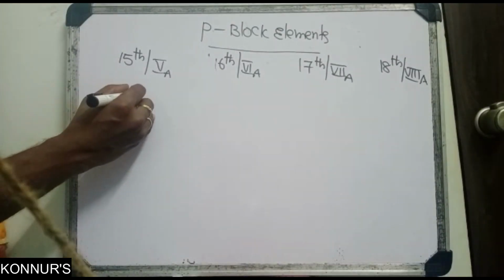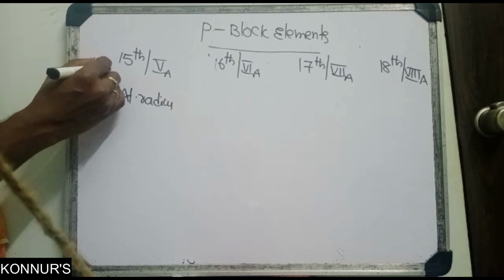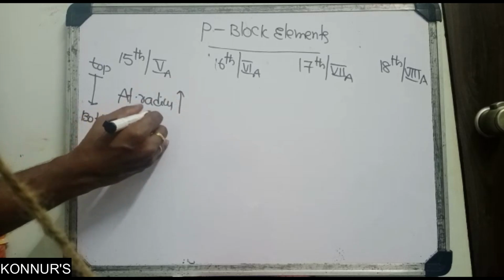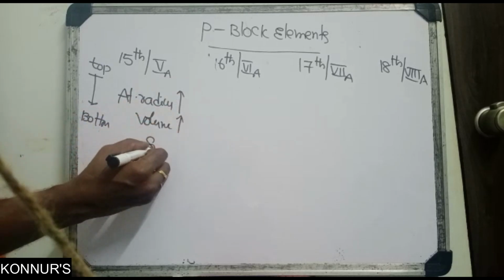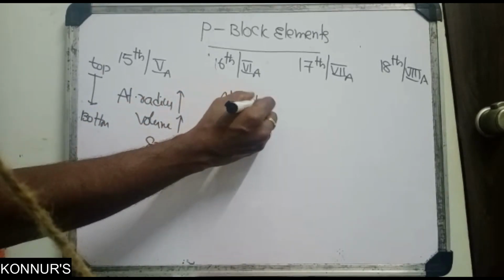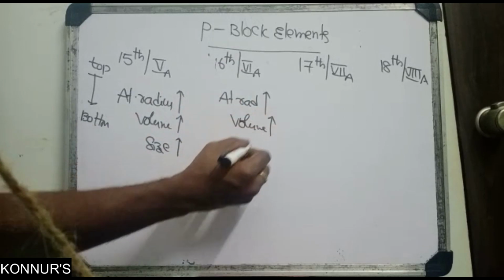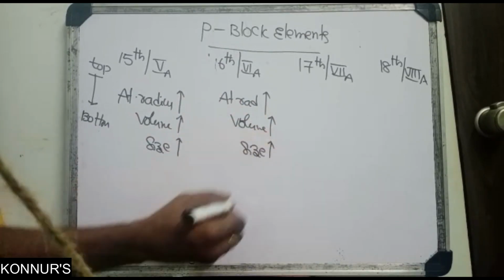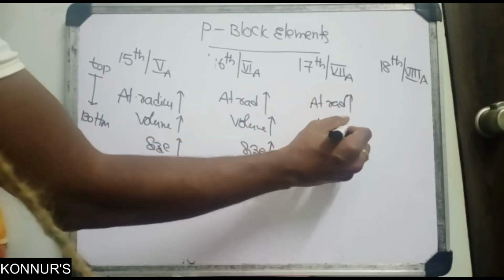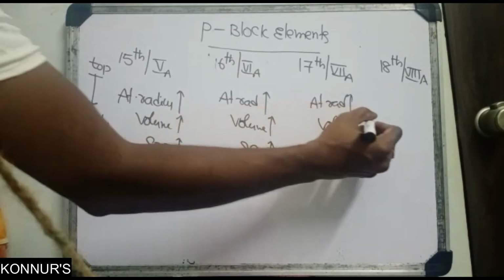See, atomic radius, top to bottom. So top to bottom, atomic radius increases, volume, size, all increase. So here also, atomic radius, top to bottom increases, volume also increases, size also increases. So here also same, atomic radius, volume, size, all increase. So here also same to same.